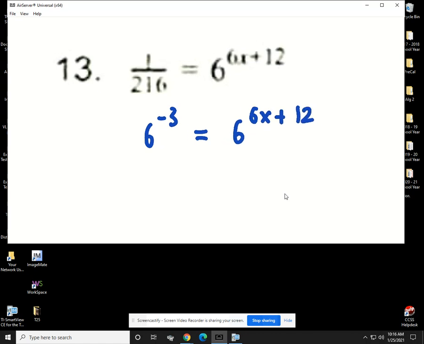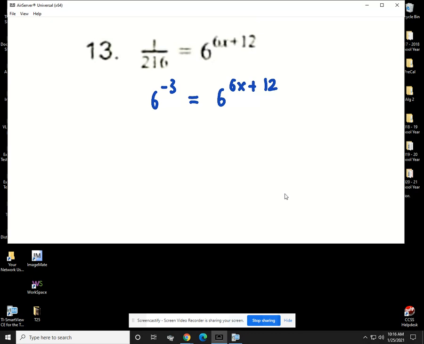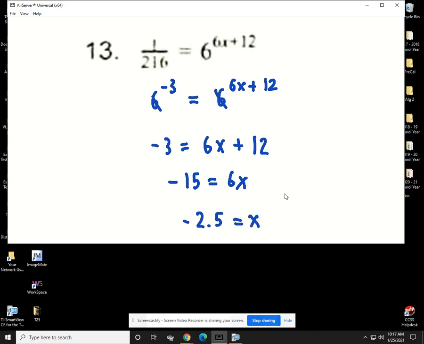So, here we go. Did I create my bases to be the same? Yes. So I can drop off my bases, and negative 3 equals 6x plus 12. So what do we do from here? Subtract the 12. What's negative 3 minus 12? Negative 15. Negative 15 equals 6x. Last step, divide by 6. What's negative 15 divided by 6? Negative 2.5, right? Negative 2.5 equals x. And that's it. That's all there is to that problem.